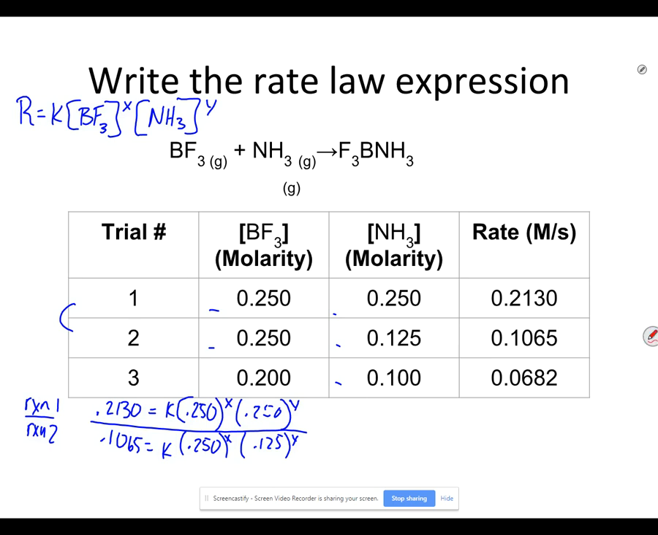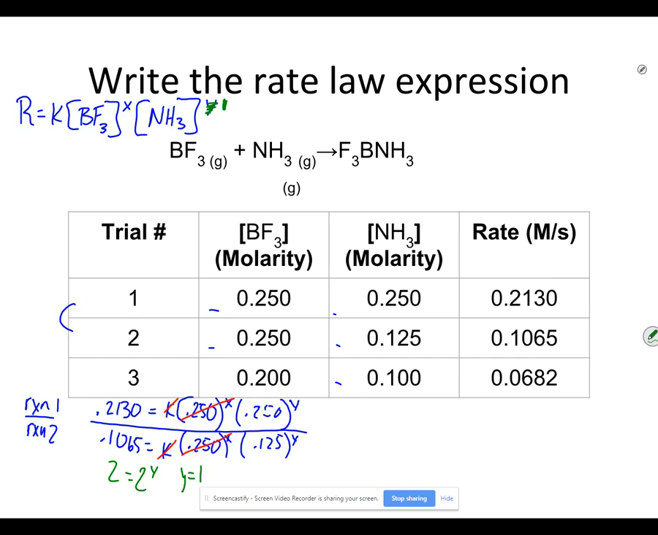All right, so in comparison, our rate constant is going to be the same. These two cancel out. And so that makes it a little bit easier to solve for our exponent. And what we end up with here is 2 equals 2 to the Y. And that lets us know that Y is equal to 1. So I know that this guy right here is now to the first, or is first order with respect to ammonia.